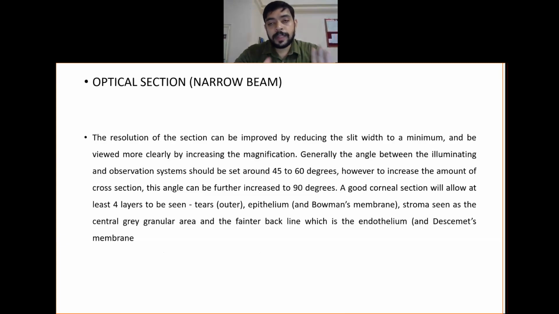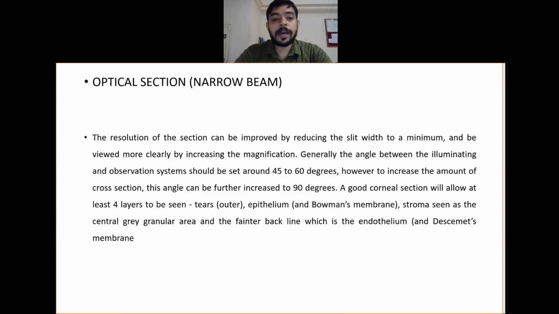So when we take an optic section, commonly we will be able to see four different layers in low magnification. The anterior most brighter layer will be the TFLM. Then the next brighter band would be the combination of epithelium as well as Bowman's layer.